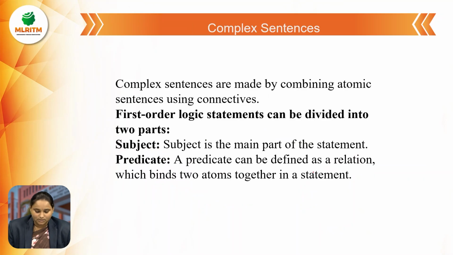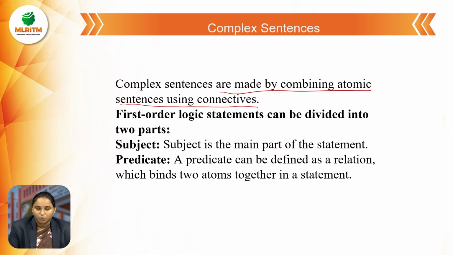Next, complex sentences. By using first order logic, statements can be divided into simple sentences. What is a complex sentence? Complex sentences are made by combining atomic sentences using connectives. What are the connectives we have? And, or, negation, implies, bi-implies. By using these connectives, we can frame statements, and for that we are using first order logic.